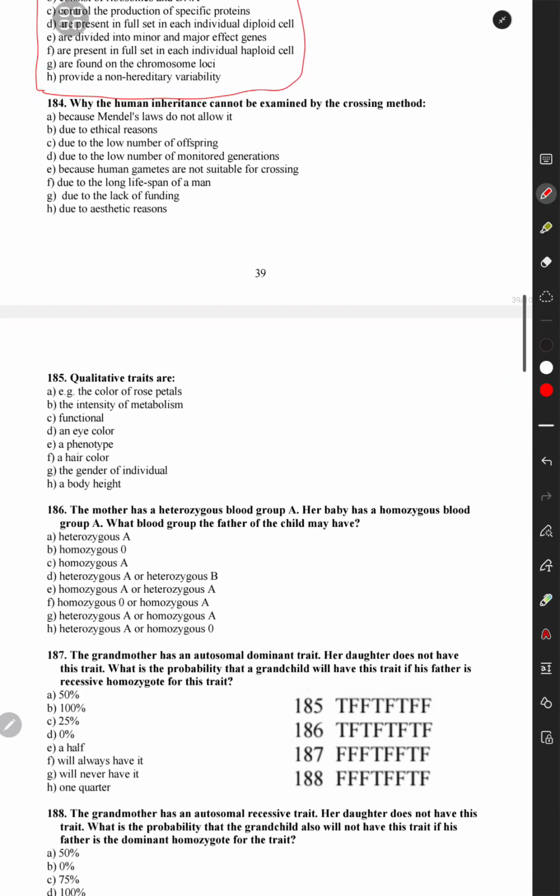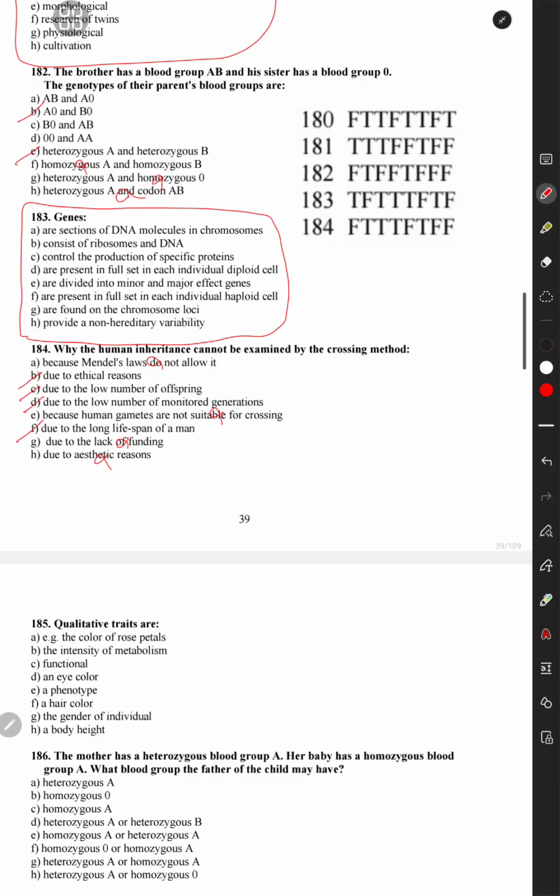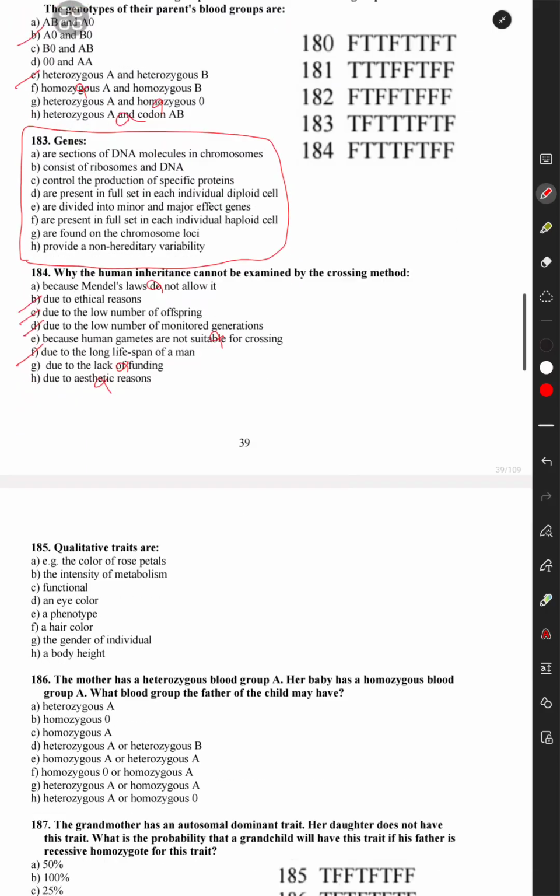Why the human inheritance cannot be examined by the crossing method? Because due to ethical reasons, due to low number of offspring, due to the low number of monitored generations, because human gametes are not crossing, due to the long lifespan of man, lack of funding, due to aesthetic reasons. False, true, true, true, false, true.